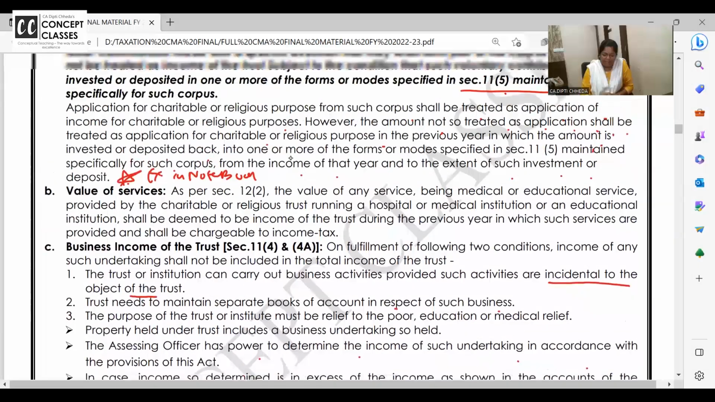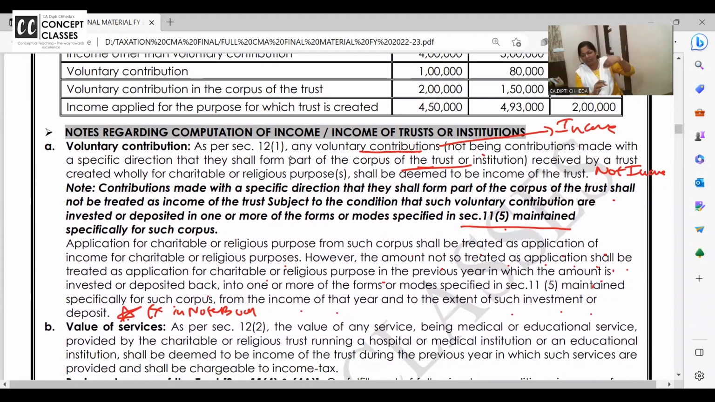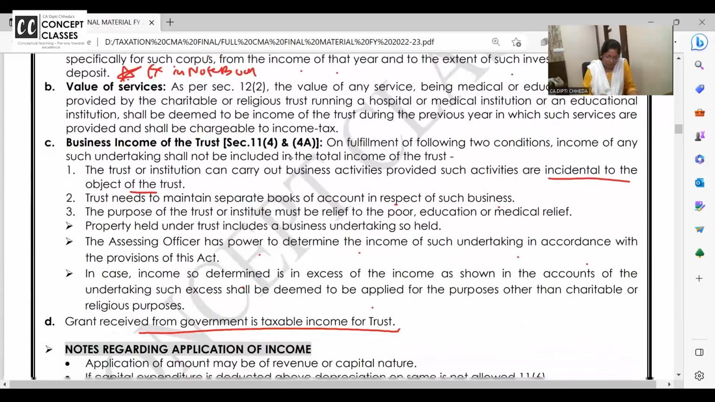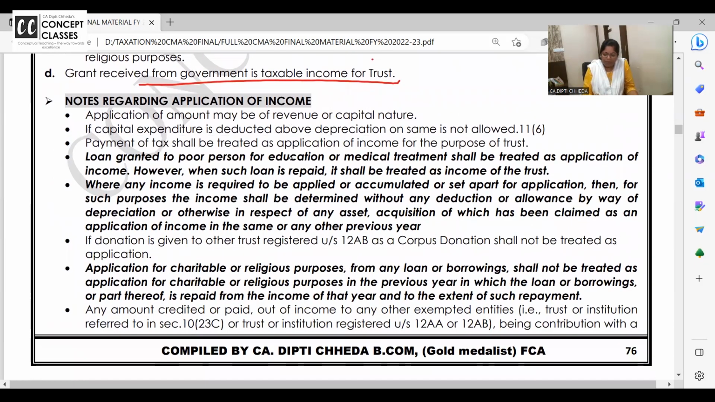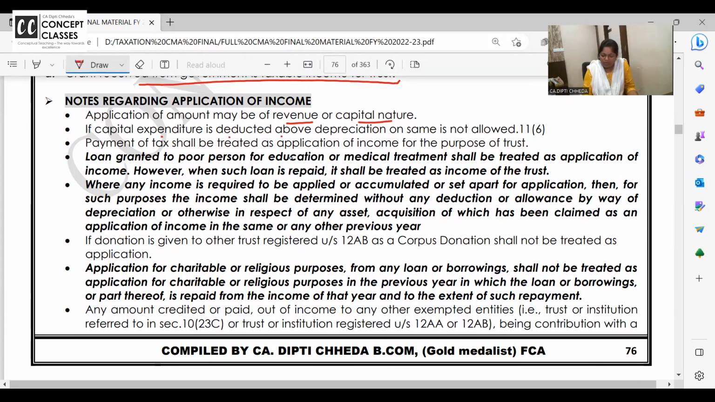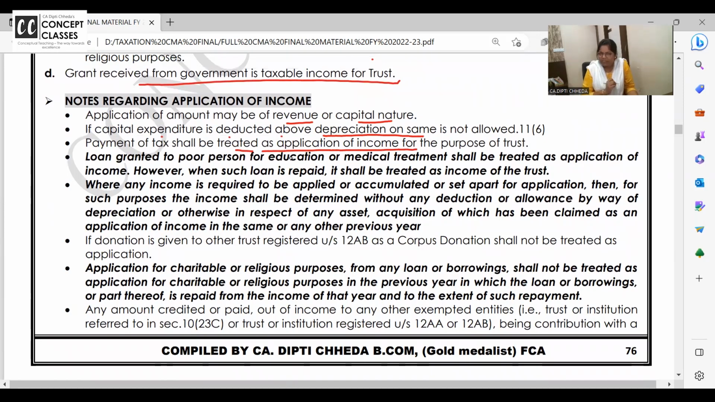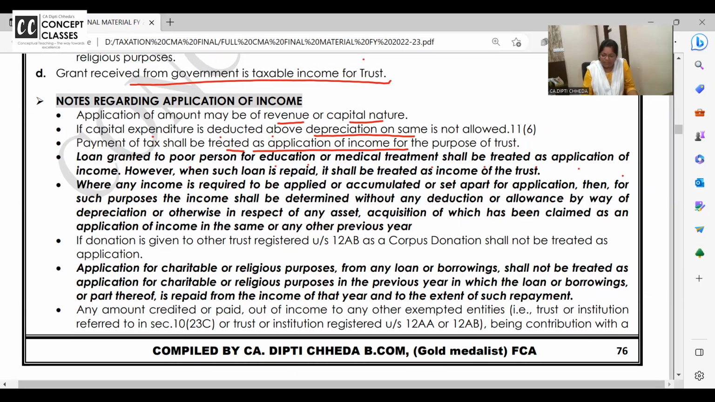Chalo, now are the incomes clear? What new point you have learned? Voluntary contribution income, rental income, property income, business income. Only corpus donations not income, even if they have applied. Now application. Can you apply for revenue expense? Yes. Capital expense? Yes. But if capital expenditure is allowed on the same, you cannot claim depreciation. Payment of tax is also treated as application of income. Yes. Loan granted to poor person for medical treatment shall be treated as application. However, if such loan is repaid, it shall be treated as income.